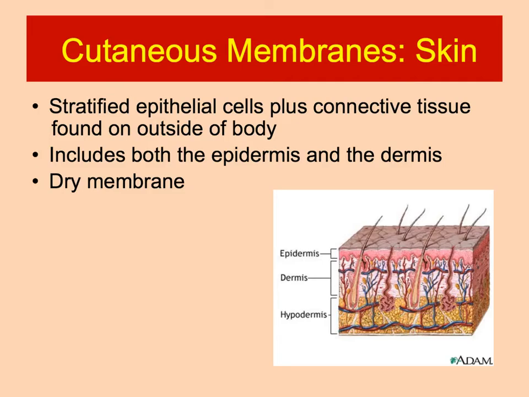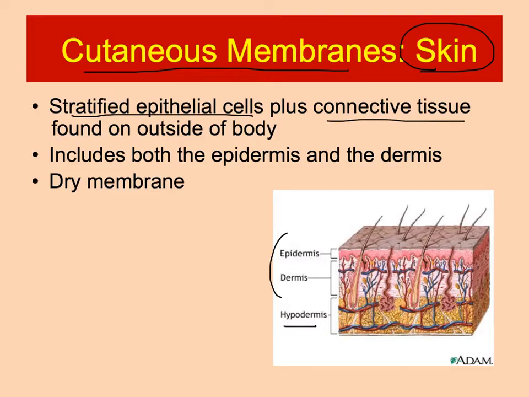The first epithelial membrane, which we've just been talking about as skin in the other videos, is also known as the cutaneous membrane, and I did mention that in the previous video. The hypodermis can also be known as the subcutaneous area, and so the epidermis and the dermis together become the cutaneous membrane. These are stratified epithelial cells plus connective tissue in the dermis. They are found on the outside of the body, and they are a dry membrane. So the cutaneous membranes cover over the outside of everything.